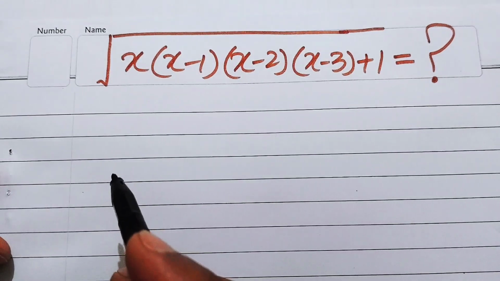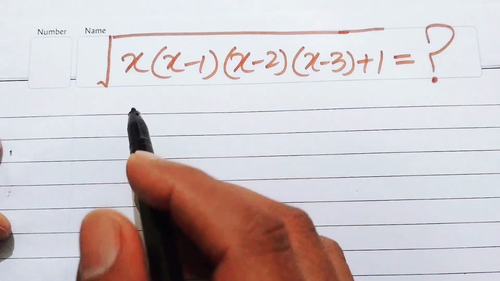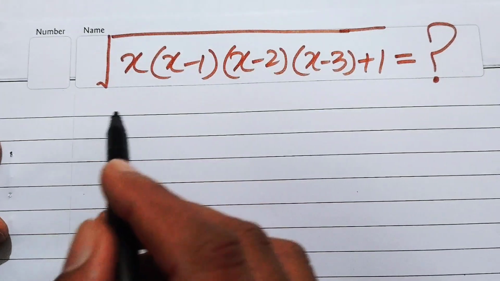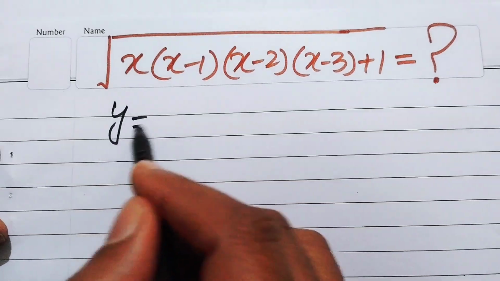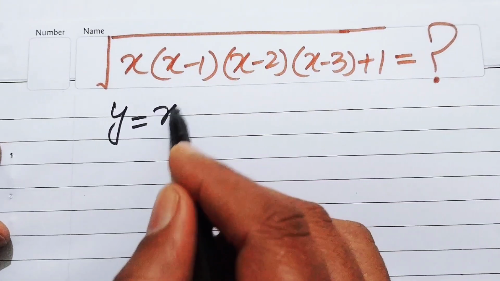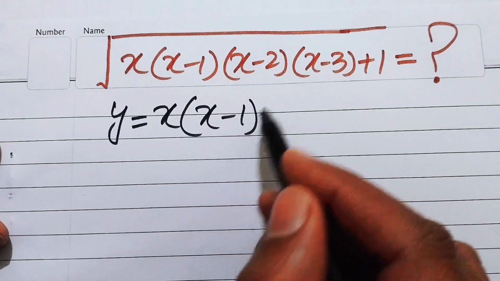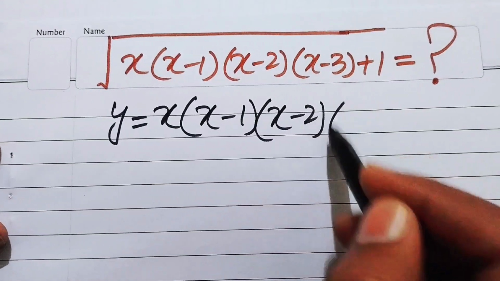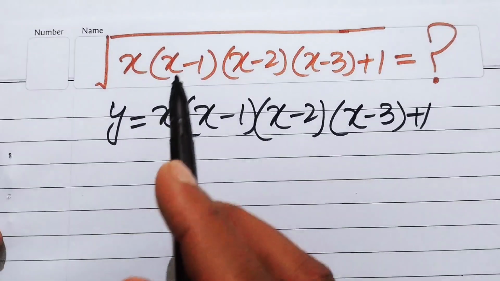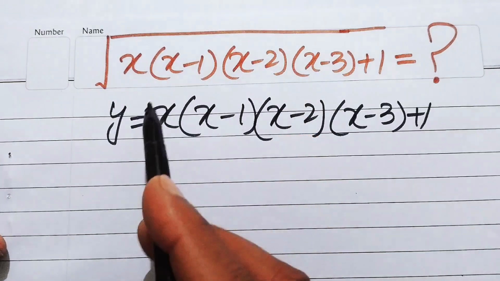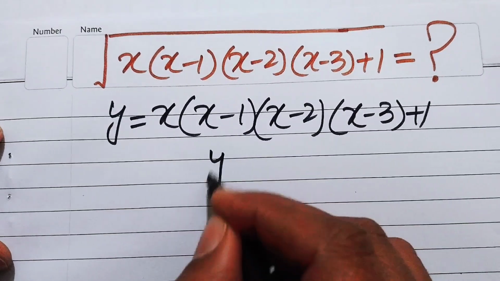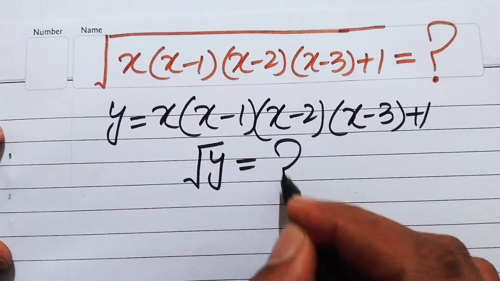The very first thing we are going to do is take the term inside the square root equal to y, and we write it as y equals x times (x minus 1) into (x minus 2) into (x minus 3) plus 1. Because we find the square root of this term, it means that we will find the square root of y. So now our aim is to find the square root of y.